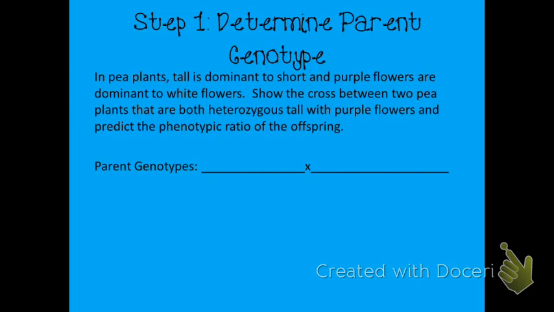Okay, so the first step is to determine our parent genotypes. Okay. So let's go back and read our question again. Look at the information given about our parents. It says, show a cross between two pea plants that are both heterozygous, and it says they are tall with purple flowers. Heterozygous, tall with purple flowers. What does heterozygous mean?